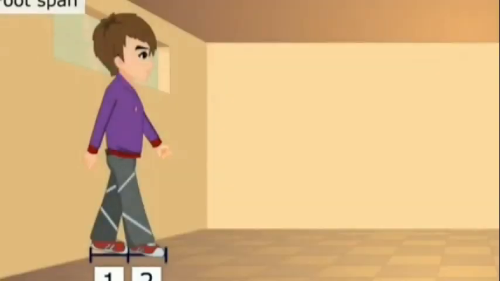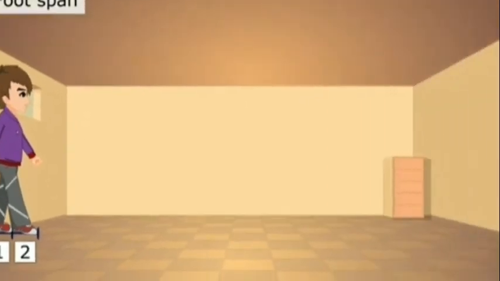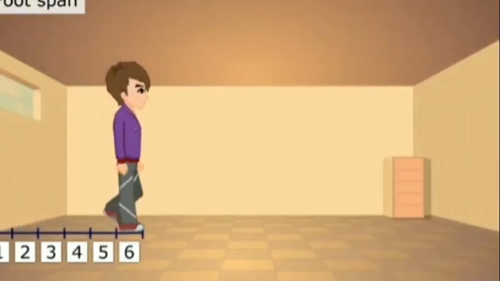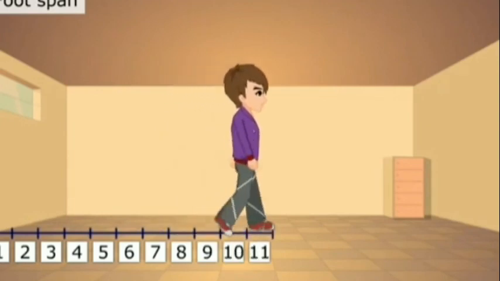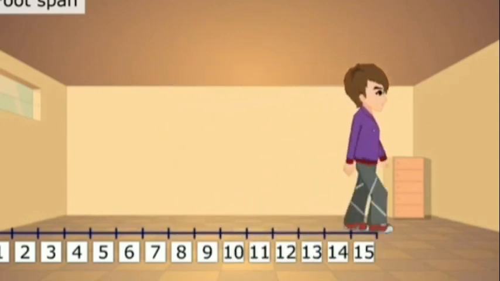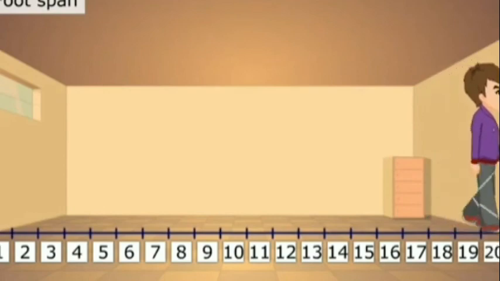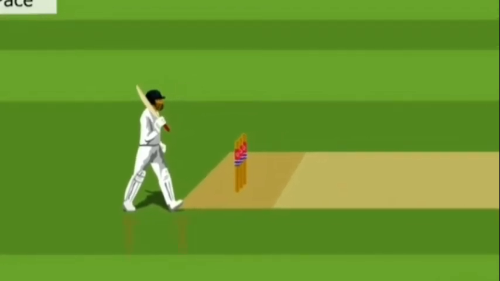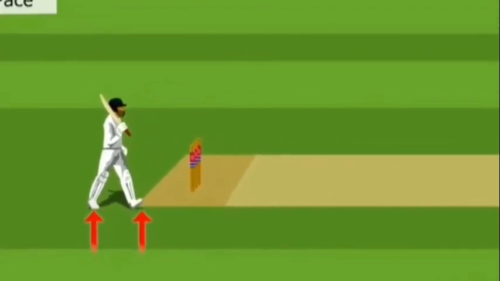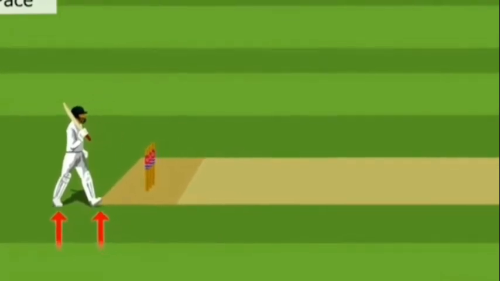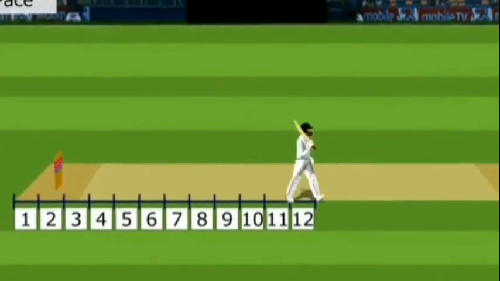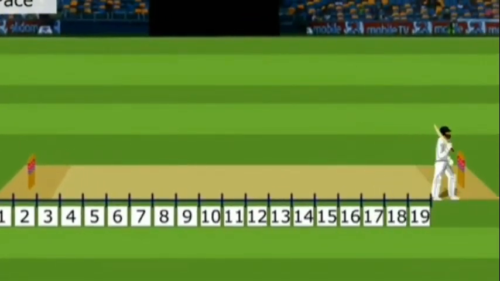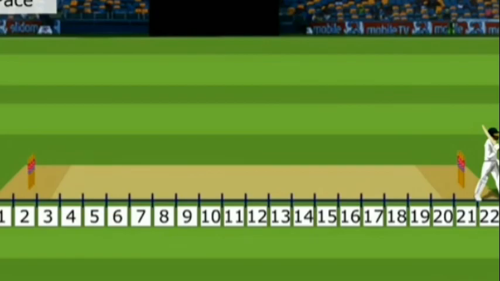Foot span. It is the unit of distance based on the length of actual feet. For example, the length of this room is about 20 foot spans. Space. It is the distance between two successive falls of the same foot. Thus, one space is equal to 2 steps. For example, the length of this cricket pitch is about 22 spaces.